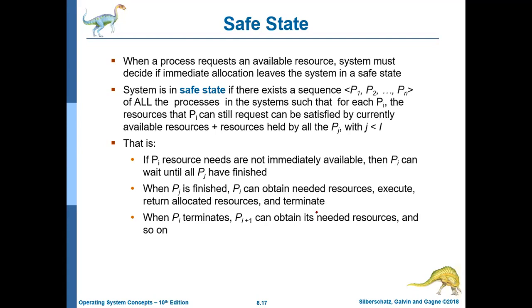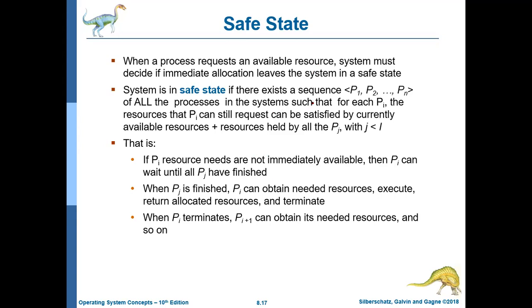The system is in a safe state if there exists a sequence P1, P2 up to Pn of all the processes in the system such that for every Pi, the resources that Pi can still request can be satisfied by currently available resources plus resources held by all Pj with j less than i. So this statement is very big to understand. I'm just giving you the brief of this statement.